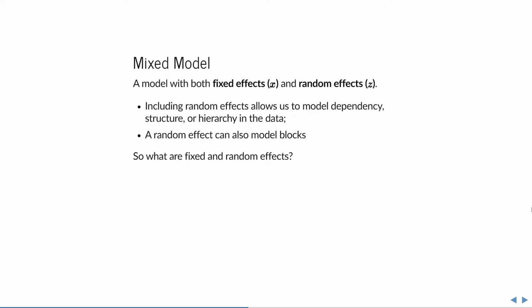So I'll give a brief explanation of a mixed model, even though you've probably already heard this yesterday if you're watching this. But again, it's a difficult subject, so maybe my perspective can help you understand. So a mixed model is simply a model that has both fixed effects and random effects. And we include random effects to model dependency or structure or hierarchy in the data. And a block is one of those examples of structure. So let's go over the difference between fixed and random effects first.